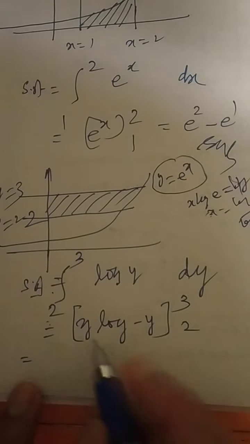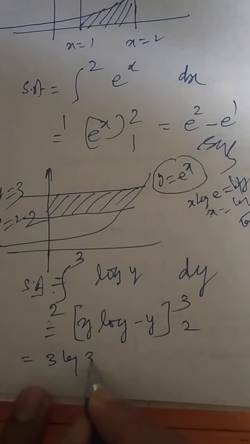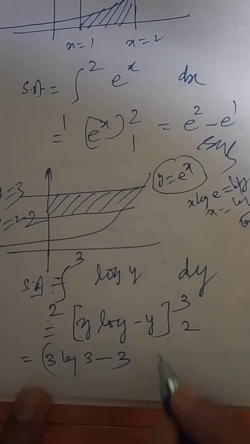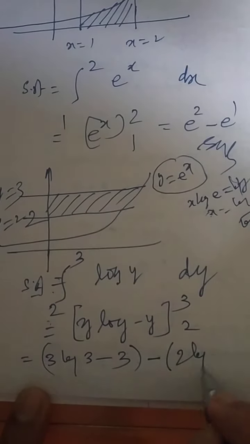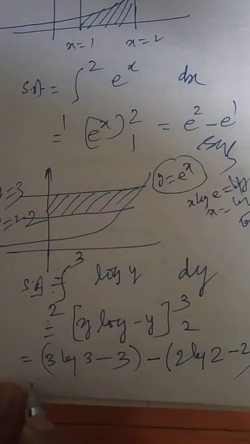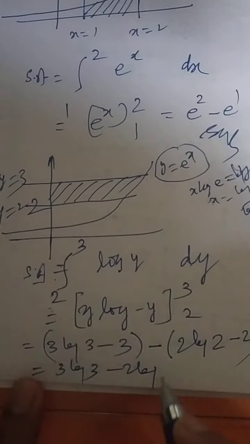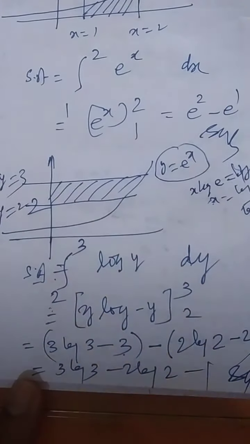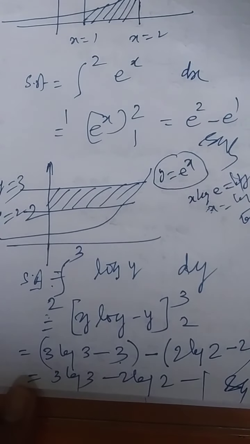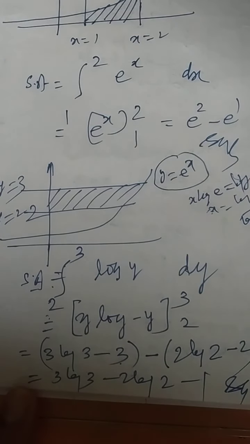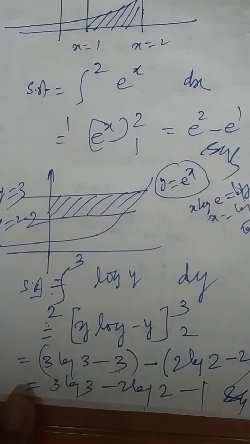So the answer is 3 log 3 minus 3, minus 2 log 2 minus 2. So it will be 3 log 3 is okay, minus 2 log 2 is also okay, and then minus 3 and minus 1 square unit. So that is called the inverse concept. So this way you can try the first few questions. It is area under the curve, it is always bounded with the x-axis or y-axis.